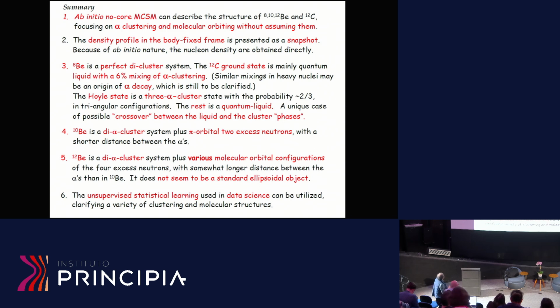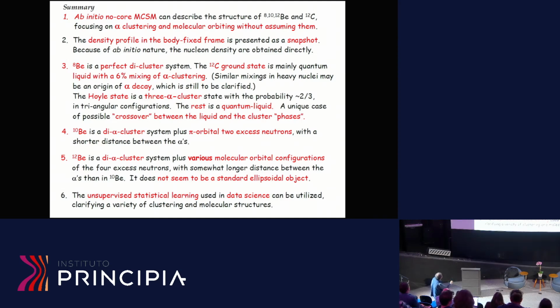So ab initio no-core Monte Carlo shell model can describe the structure of those nuclei, and you can see some insight of alpha clustering and molecular orbiting, besides rather precise reproduction of energies, transitions, and so on. And then you can obtain density profile in the body fixed frame. And I discussed this already.